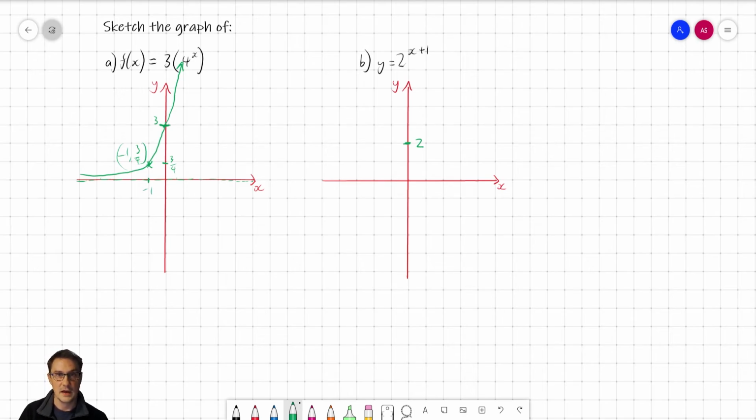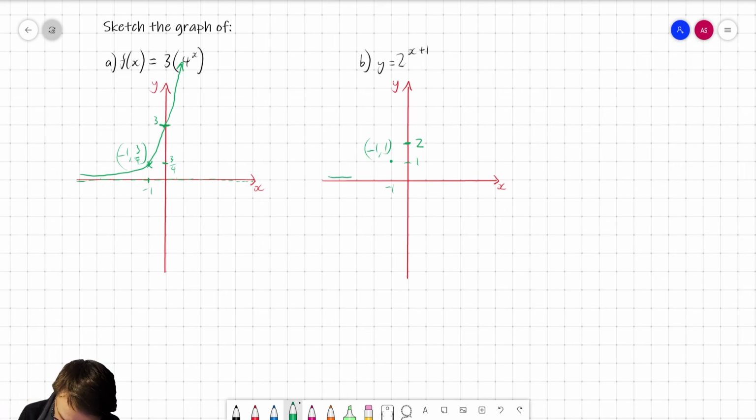So we would have 2 to the power of 1. So that means when x equals -1, -1 plus 1 gives us 0. So 2 to the power of 0 is 1. So this is going to be another point it passes through. And so we could label this now, where -1, 1 is the point we're going to pass through. So it's just shifting the graph across here.